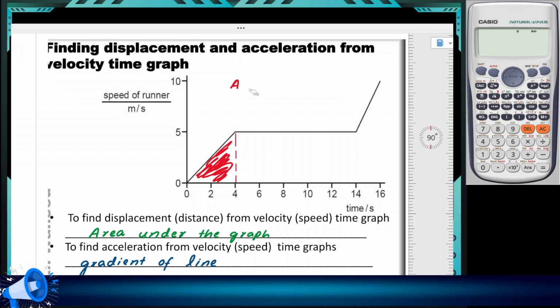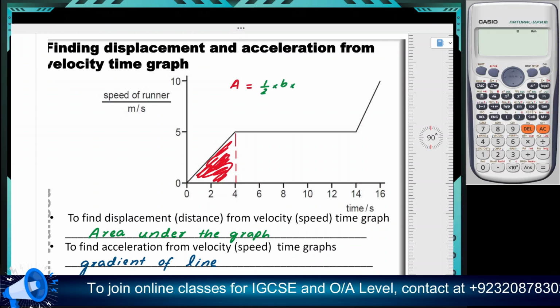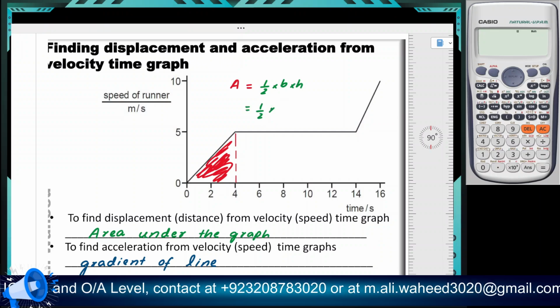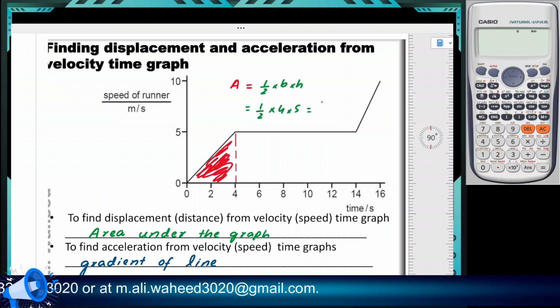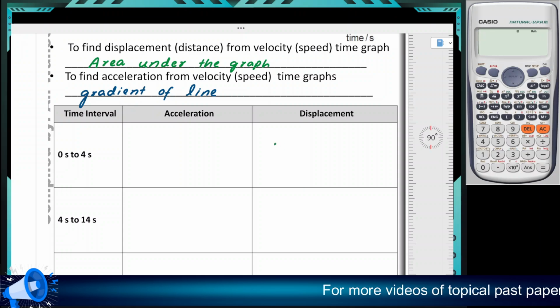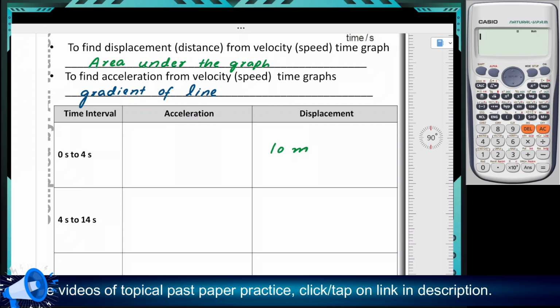What is the area for a right angle triangle? What's the formula? 1 over 2 into base into height. So 1 over 2, or 0.5, times the base, which is 4, and the height, which is 5. So 5 fours are 20, divided by 2 would be 10. So the answer is 10 with the unit of meters. So the displacement is 10 meters, or think of it as distance. Assume that it is a speed time graph.